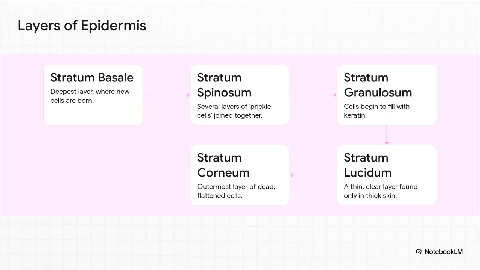Just think of it like a shield that's constantly being built from the inside out. New cells are born way down in the deepest layer, and then they get pushed up. As they travel, they fill up with a tough protein called keratin, and by the time they reach the surface, they're basically a dead, flat, protective layer.